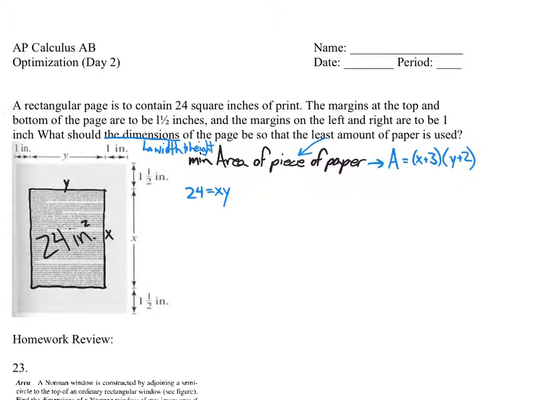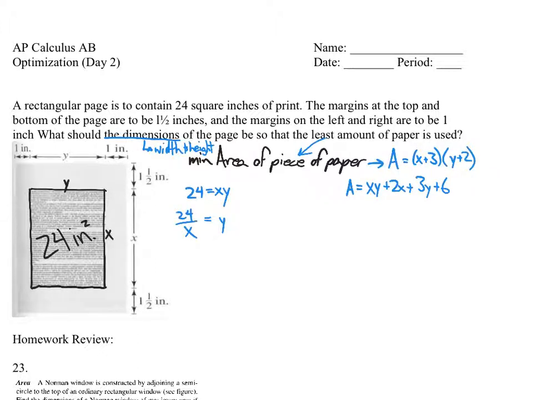I'm going to go ahead and FOIL that out first. You could do this part in different orders, so that's okay. So that's going to be xy plus 2x plus 3y plus 6. And then this is where you say, okay, well, wait a sec. I got to get everything in terms of one variable. And it doesn't matter if you put everything in terms of y or in terms of x. I'll just put everything in terms of x by saying, okay, well, y is 24 over x.